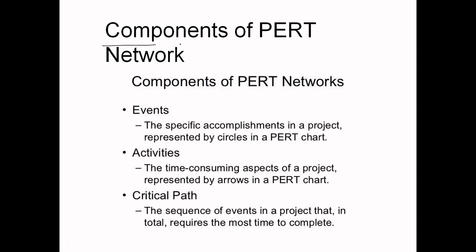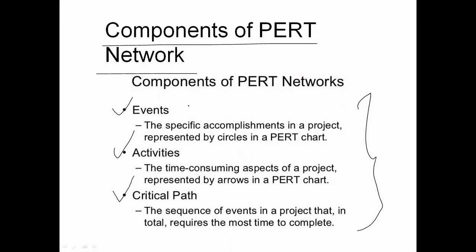So what are all these? These are components of the PERT network. There are three components involved: events, activities, and critical path. The specific accomplishments in a project are represented by circles in a PERT chart. These circles are called events. These are going to be accomplished in the project, so the activity I am going to achieve is shown in a circle form.